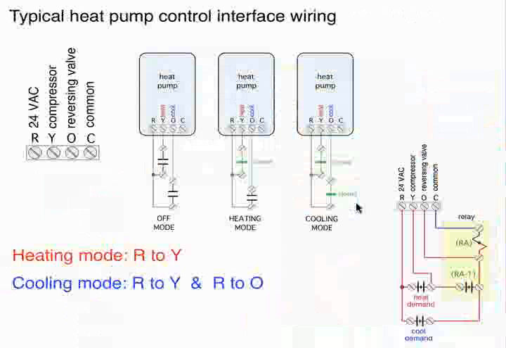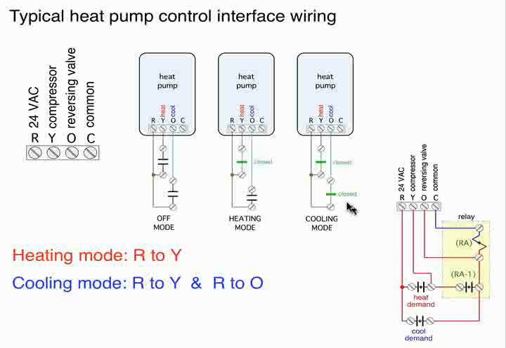Electrically, there are a couple of things to remember with heat pumps. When we operate a heat pump in a heating mode, we're going to use the internal 24-volt signal that's generated by a transformer in the heat pump. We have to connect that to the Y terminal. That basically turns on the compressor and allows that heat pump to function in the heating mode.